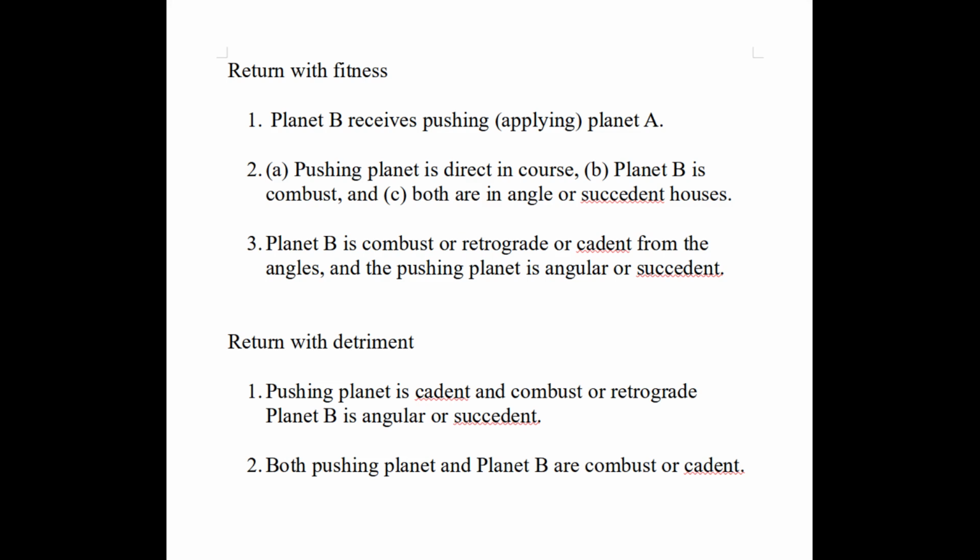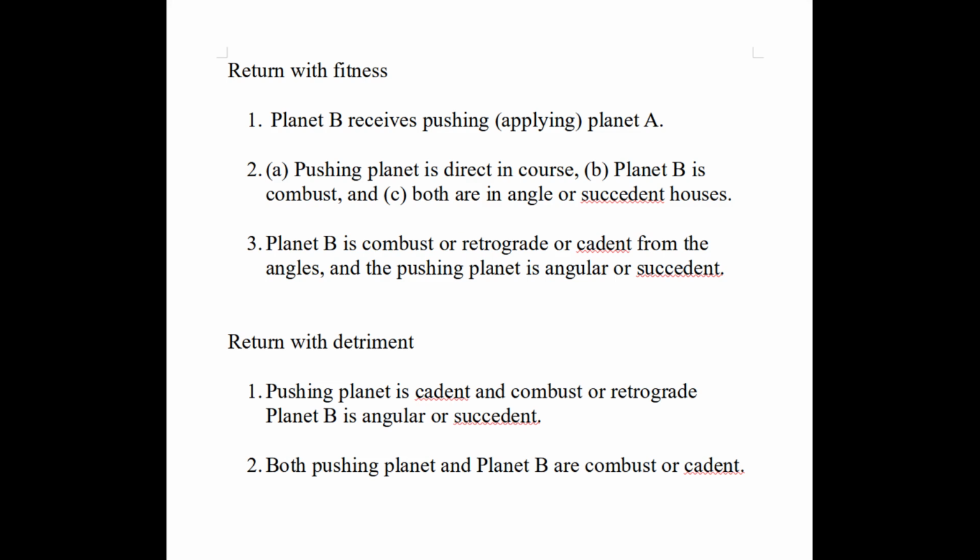Okay, and then the third way that it can be with fitness is planet B is combust or retrograde or cadent from the angles, and the pushing planet is angular or succeedent, right? So what I have is 1 and 3. Okay, so that's what we're talking about. So that's return with fitness.